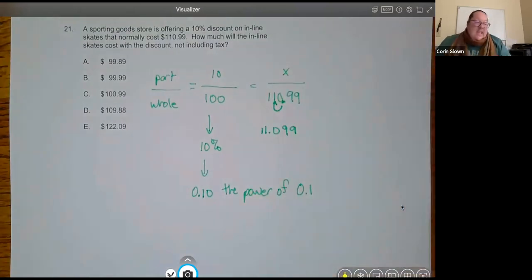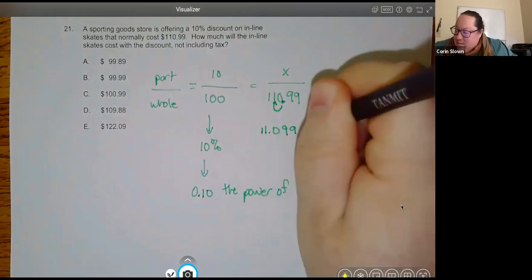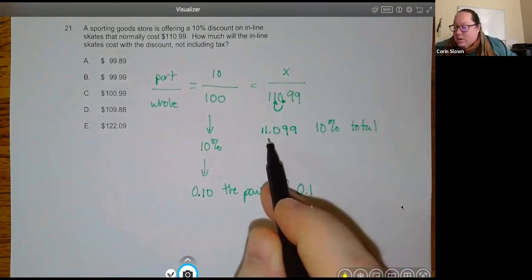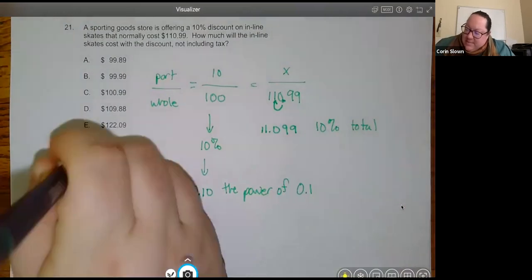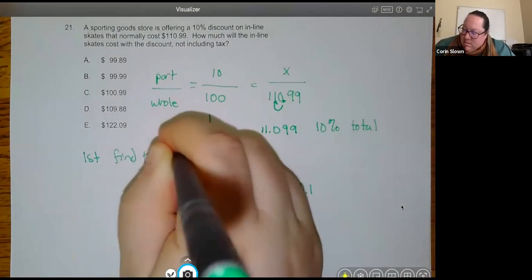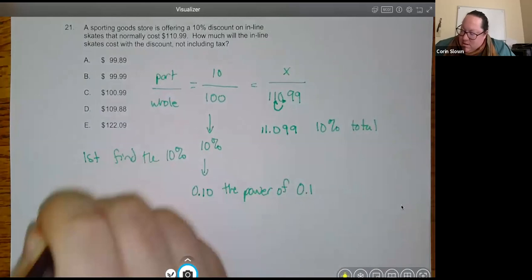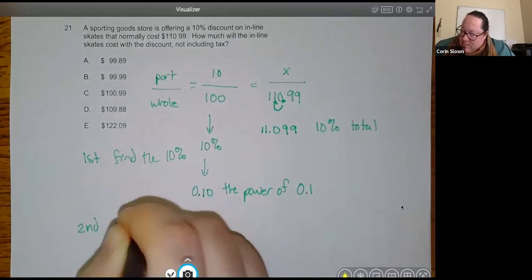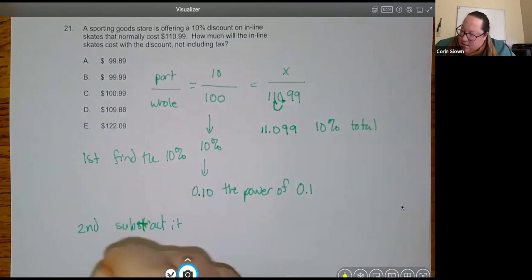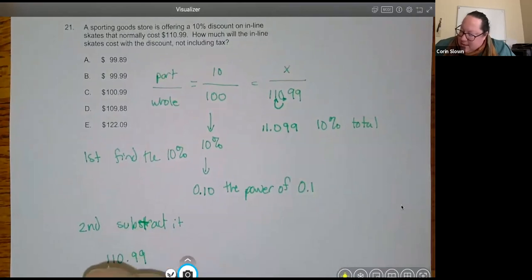Now, if I'm thinking about this from a math standpoint, think about what it is that you're doing. In this case, if this is 10% of the total, what do you need to do? Well, you need to subtract this number from your total. So the first step is to find the percent, and then the second step is to subtract it. So in this case, I have 110.99 minus 11.099.